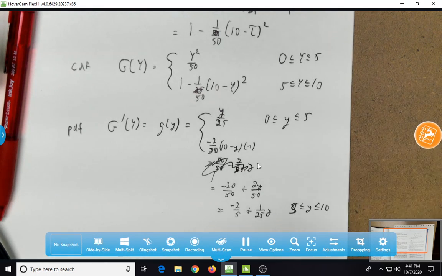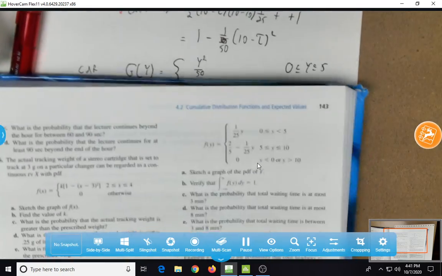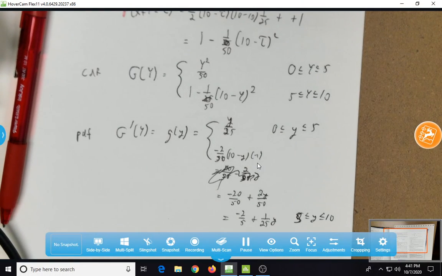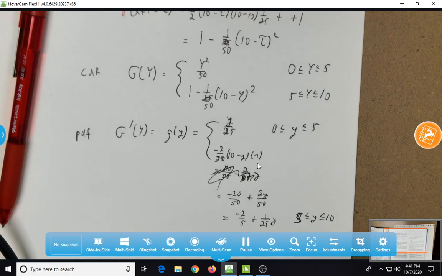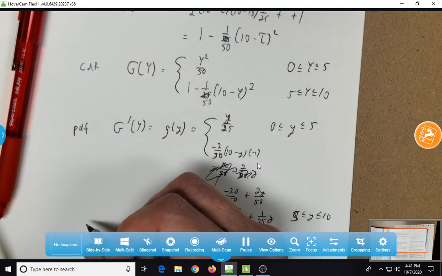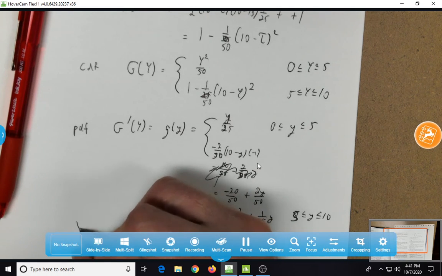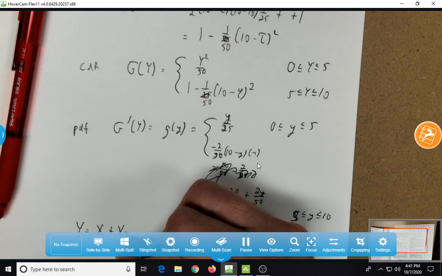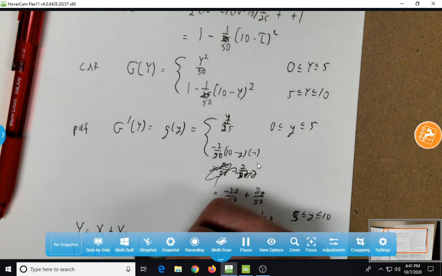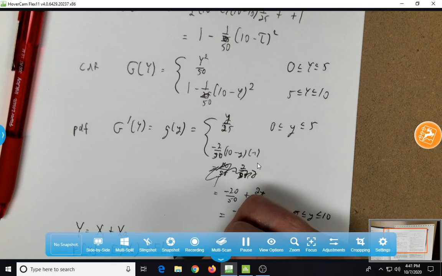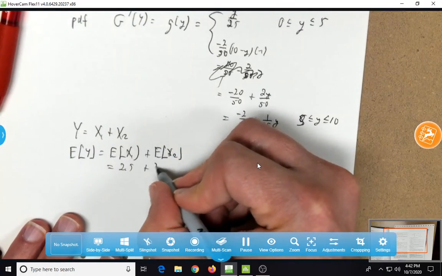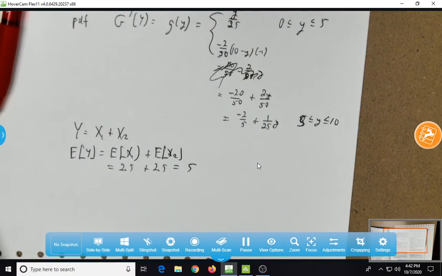And now notice what happens if I go to page 143. Voila, that's exactly what we end up getting. So that's our PDF, and from earlier parts, since I want to know what this random variable y equal to x1 plus x2 is, the expected value of y will be the expected value of x1 plus the expected value of x2, and we found that earlier to be 2.5 plus 2.5, or 5.